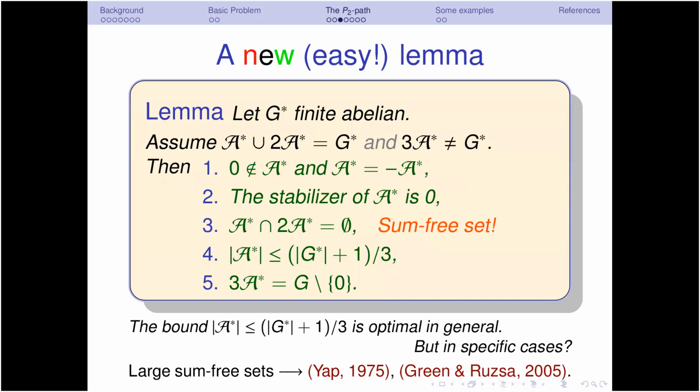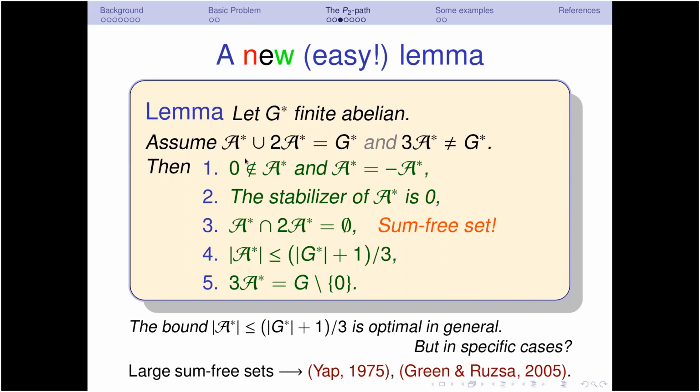Anyway, so now we need a general lemma to see what happens. So you have G star, your finite abelian group. You have a set A. You assume that A star union 2A star is equal to your group. And you would like 3A star to be equal to G star. If you have 3A star equal to G star, you're home. Okay, so let us assume that it is not equal to G star, and you want to see what happens.